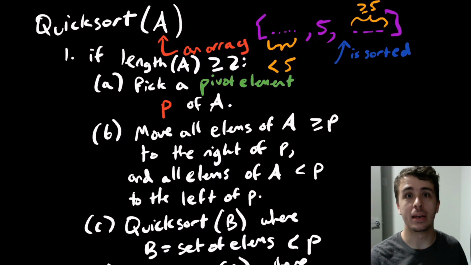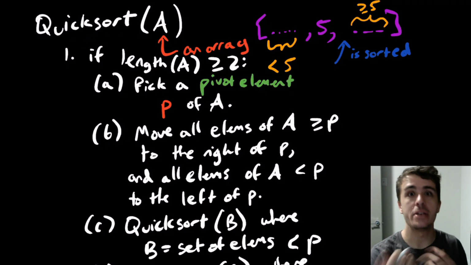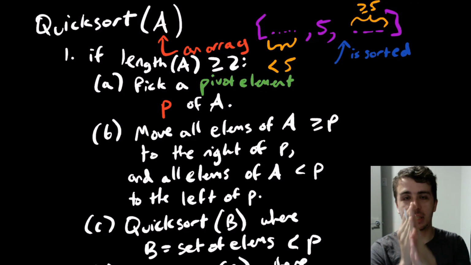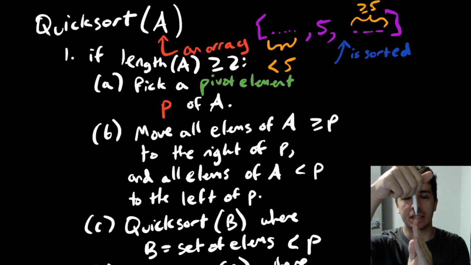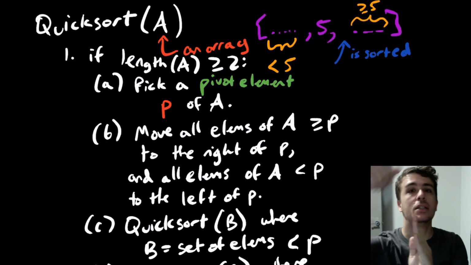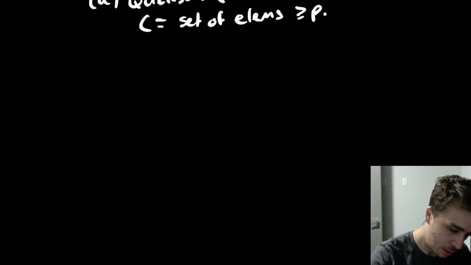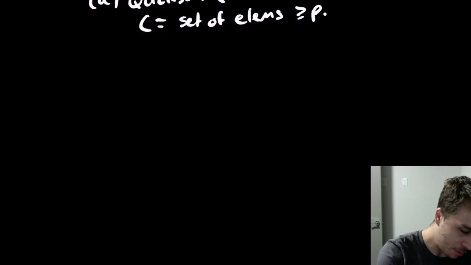So let's do an actual example of the quicksort algorithm, which is another recursive algorithm that takes an array, finds what is called a pivot element, and moves all elements either to the left or to the right of this pivot, depending on whether it's bigger or smaller. So let's do an example of this.